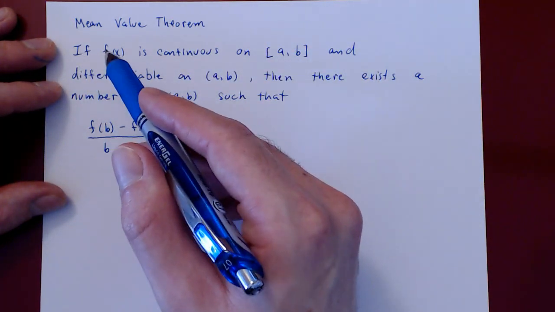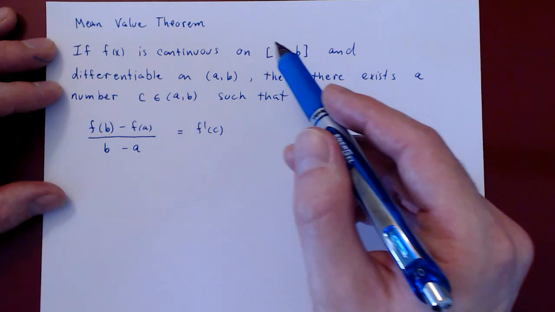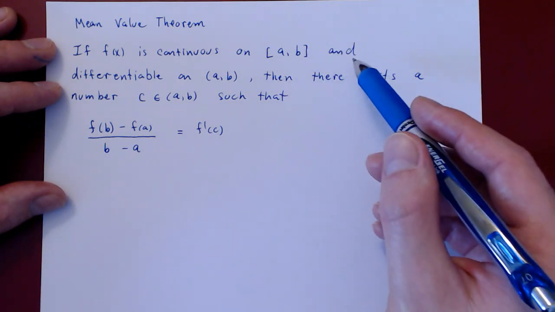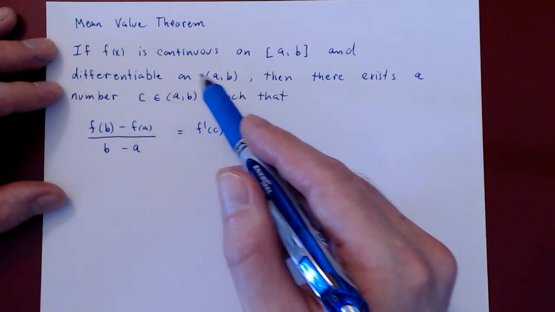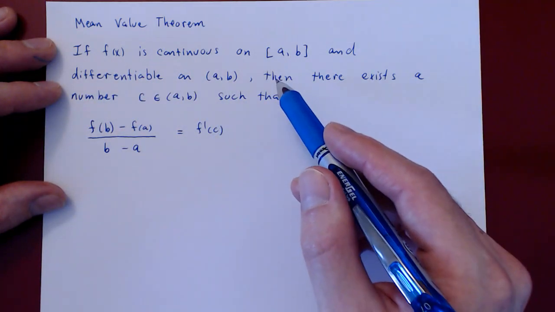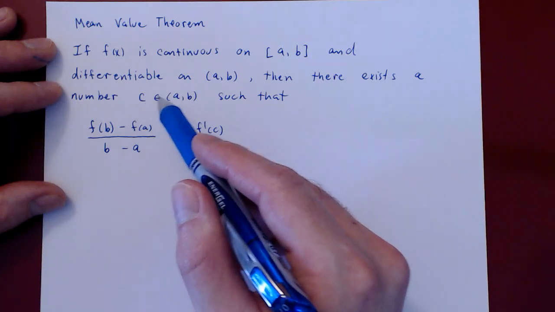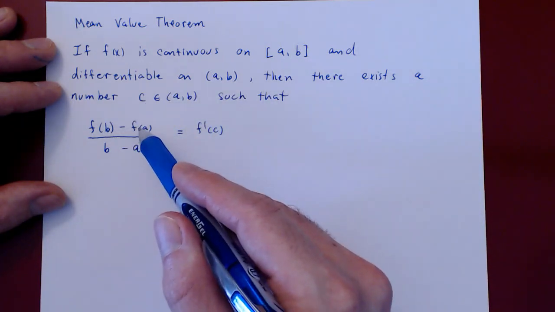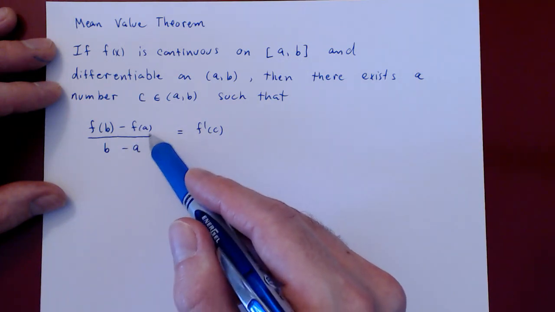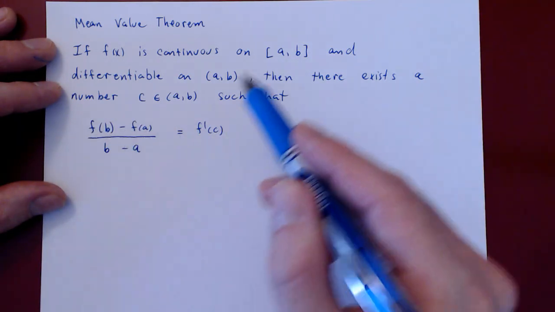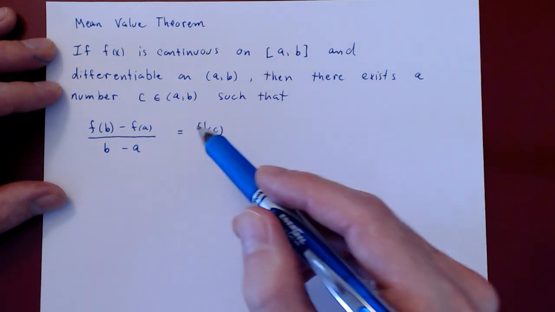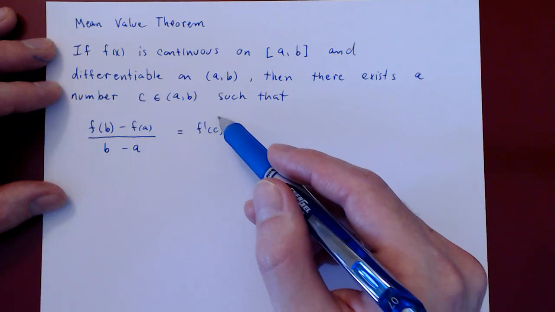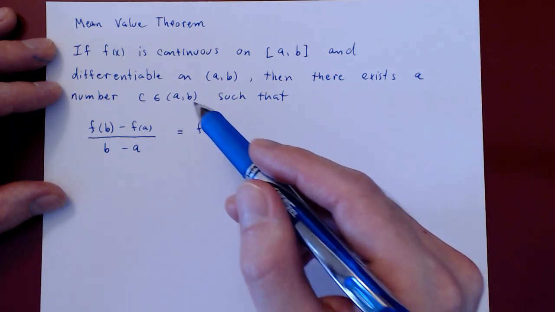If we have a function f of x that is continuous on the closed interval from a to b, where a and b are real numbers, and where f is also differentiable on the open interval, then there exists a number c between a and b such that f of b minus f of a over b minus a, that is the average slope of the function f on the interval from a to b, is equal to f prime of c, which is the instantaneous slope of the function at the point c.